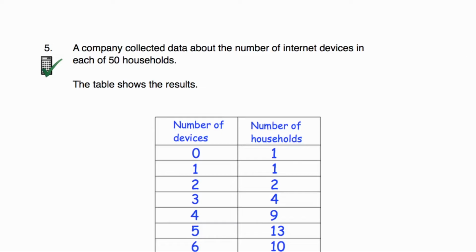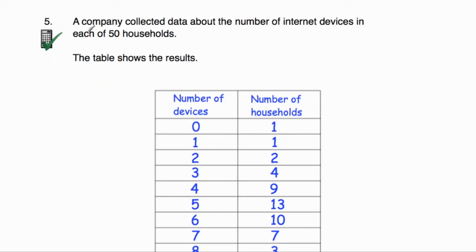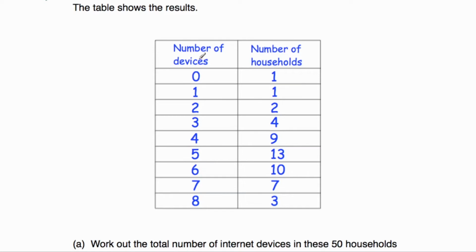Question number 5. Okay, question number 5 says, a company collects data about the number of internet devices in each of 50 households. The table shows the results. So this table shows us the number of internet devices in 50 households. So there's 50 households altogether. If we add up the frequencies of the number of households, we get 50.